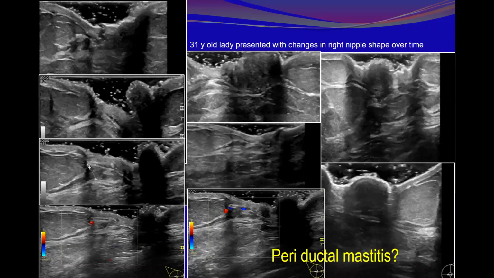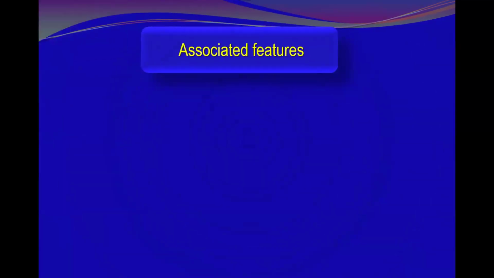She has nipple discharge, but over a long time. The most interesting thing to show you here: can you see the fistula between the duct and the skin? Can you see the duct here attached to this? And here you can see the defect in the skin, representing a fistula between the duct and the skin. It is a rare complication, seen in less than 2% of cases.